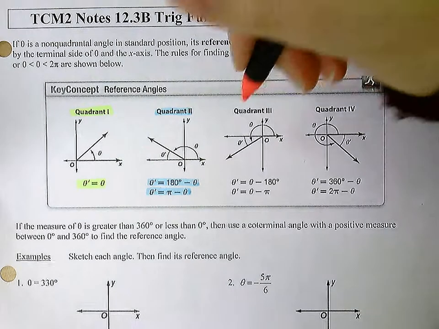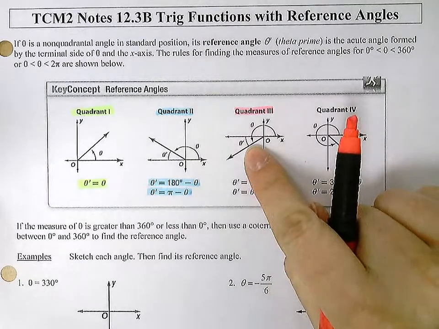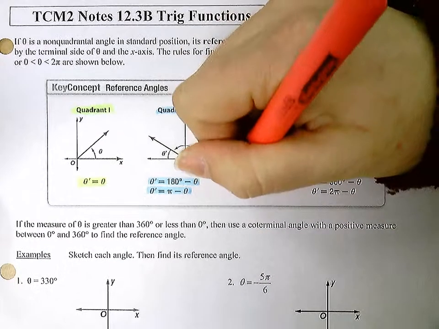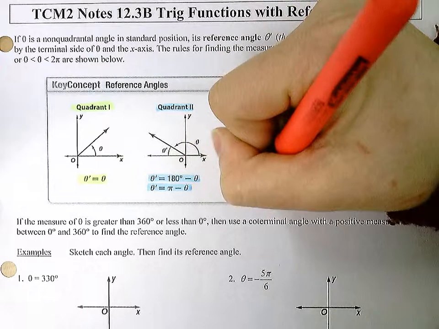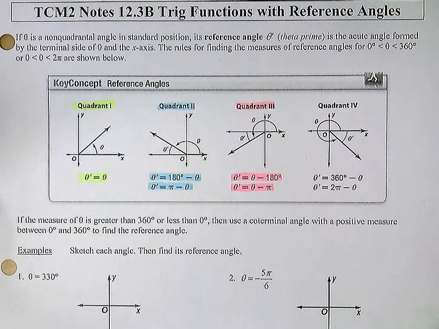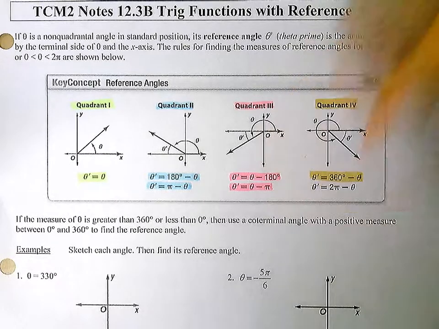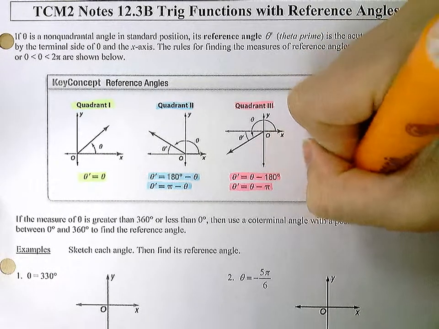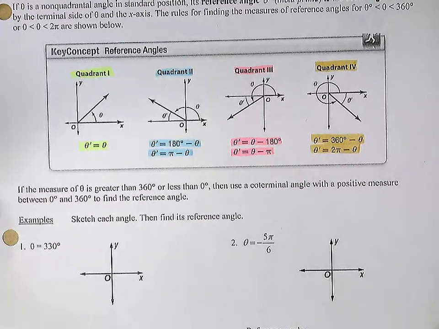Okay, then quadrant 3 is that lower left-hand side. To find theta prime, you will take theta and subtract 180 degrees, or take theta and subtract pi to find that reference angle. Last one is quadrant 4. That's the bottom right-hand quadrant. To find theta prime, you'll take 360 and subtract theta, or take 2 pi and subtract theta. Okay, so those are different ways to find our reference angles.